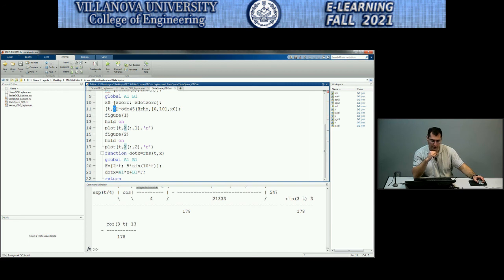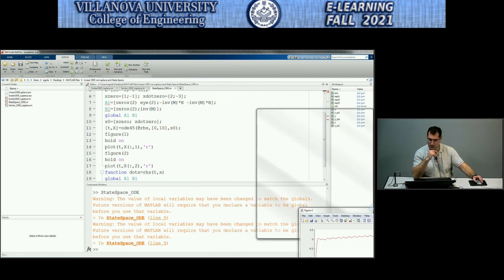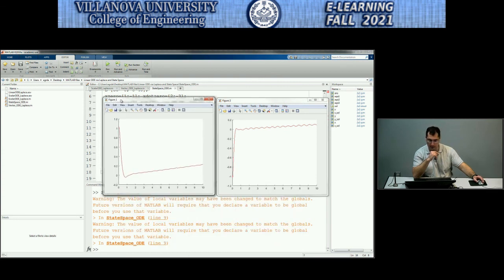In order to plot them, you plot t versus the values in the first column of x. And in order to plot x2, you plot t versus the values in the second column of the x matrix. So if you run this, this is going to be my x2 versus time, and this is going to be my x1 versus time: the first component of the vector x and the second component of the vector x.